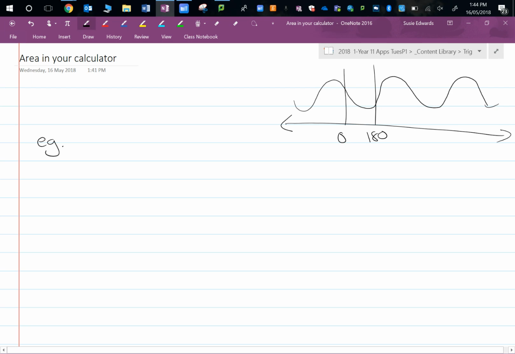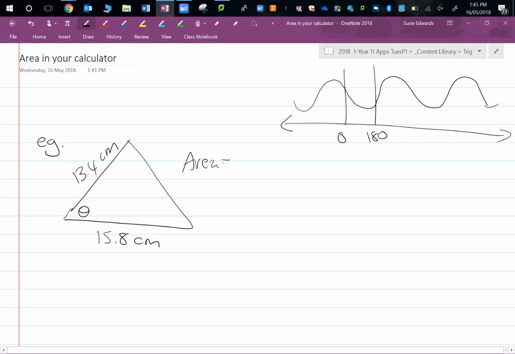So let's do an example question. I'll show you the procedure. We're looking at exercise 11B, question 15, which has a triangle which looks like this. We're saying 13.4 centimetres, and 15.8 centimetres. And it's asking you for angle B, so this angle here, if the area equals 97.4 centimetres squared.